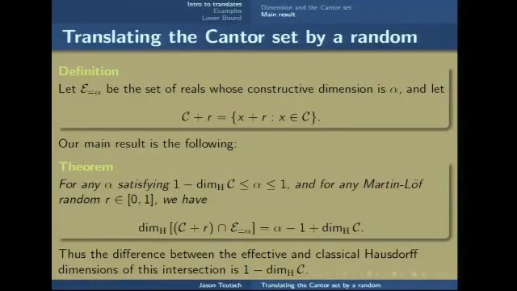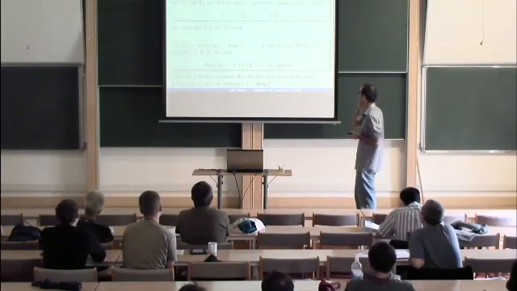Okay, so I'm going to introduce the last bit of notation here. E equals alpha is the set of reals whose constructive dimension is alpha. And using a hybrid of the notation on the previous slide, the Cantor set plus real number r is the set of all x plus r, where x is in the Cantor set. We're going to be interested in the intersection of these two sets, because this is a translation of the Cantor set, and now we're looking at the points that have various dimensions.